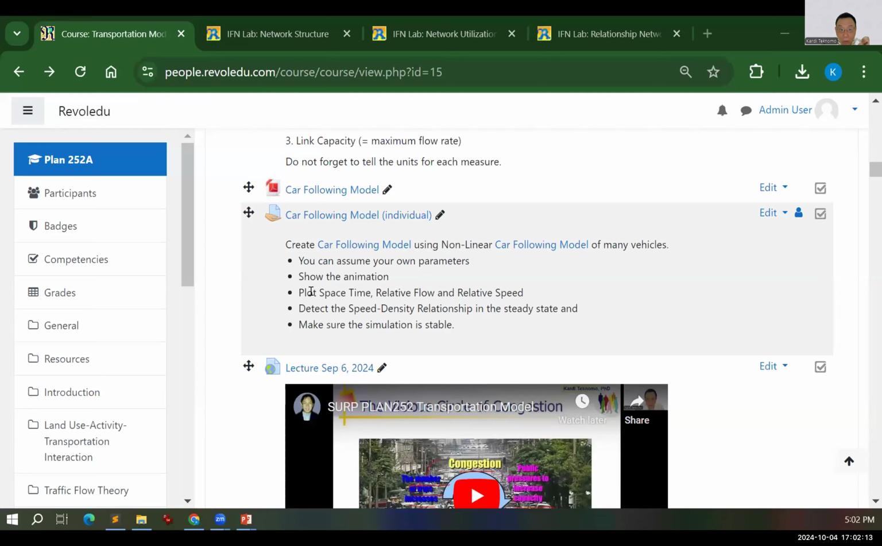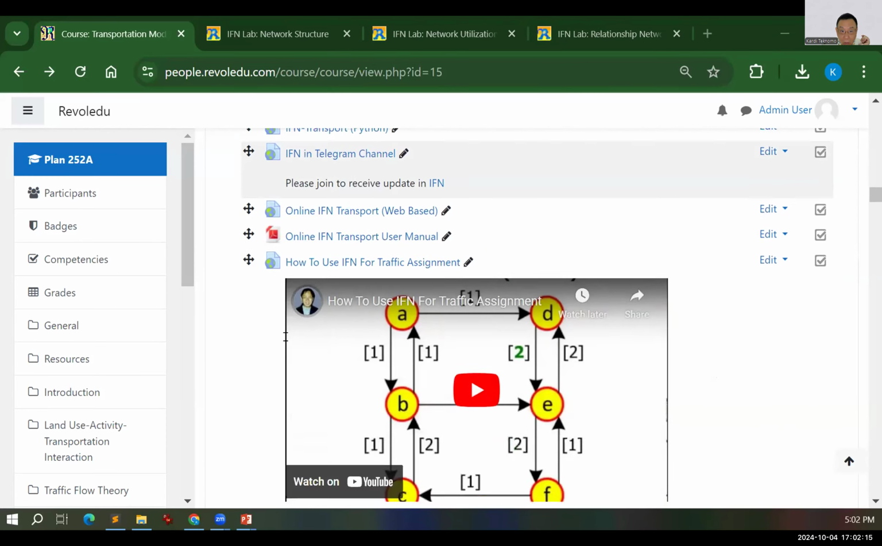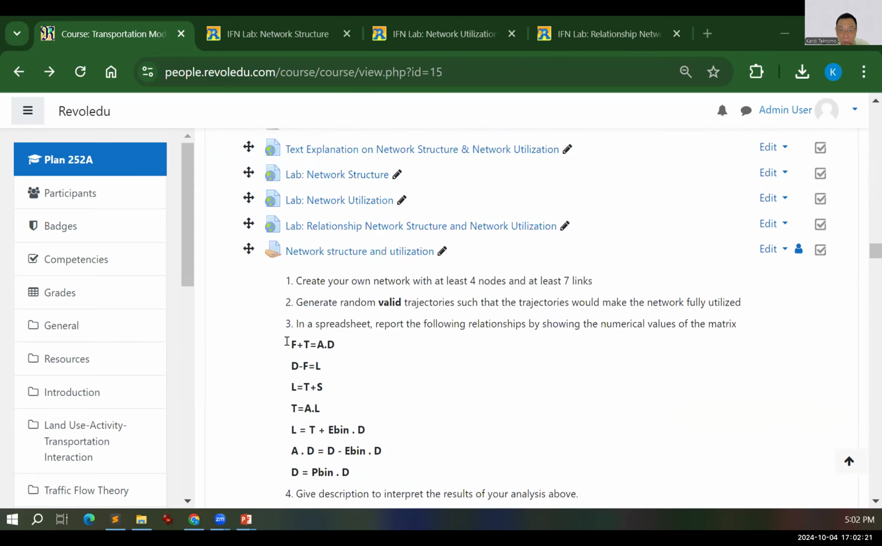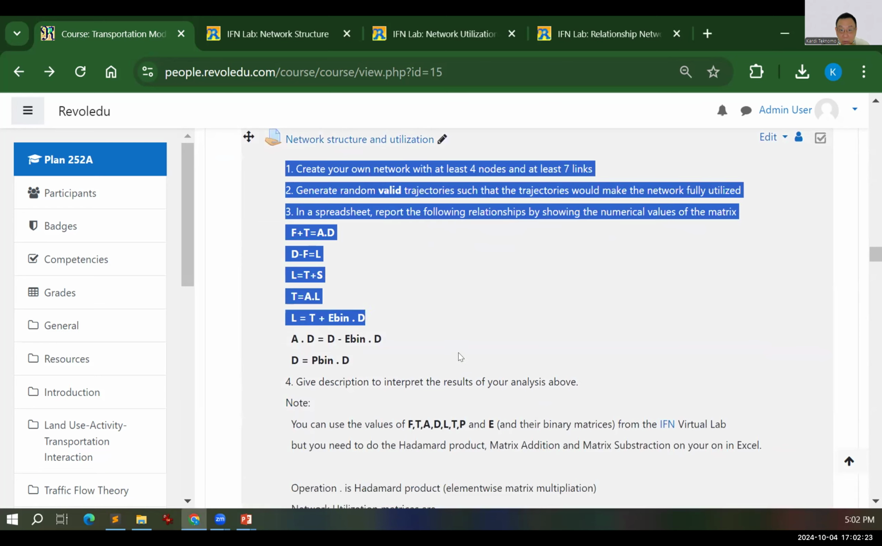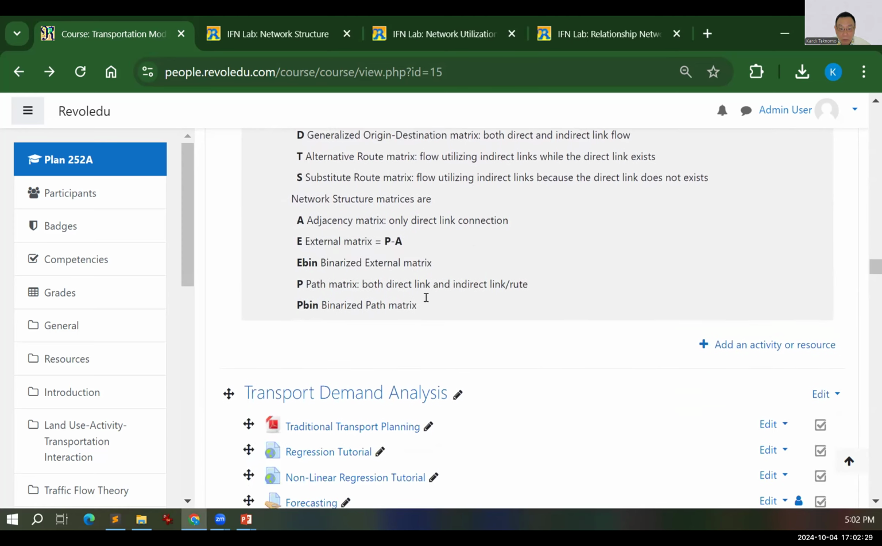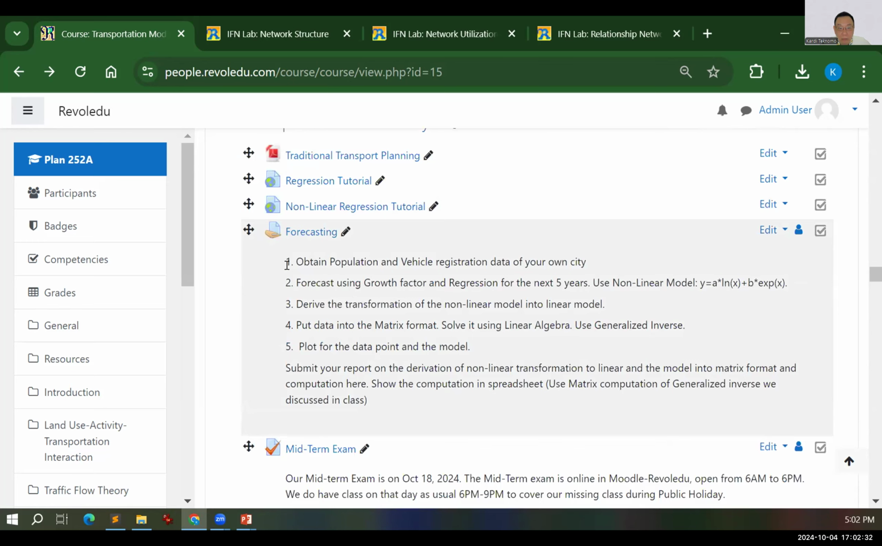At the end of this lesson, I think you have two assignments. This is the assignment for network structure and network utilization, and for the regression, this one is the assignment. So let's start.